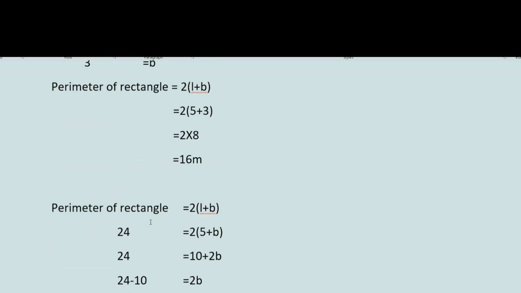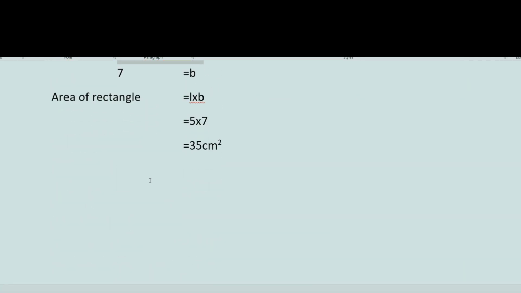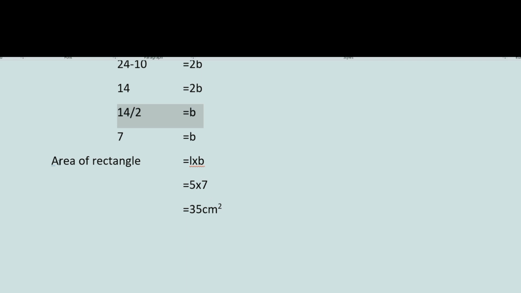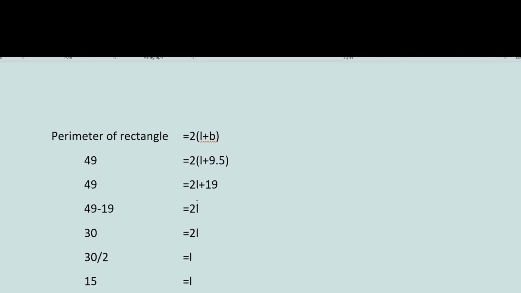Next sum, breadth is given 9.5 centimeter in decimal form and perimeter is given as 49. So same formula. In the previous sum, after taking out the breadth, we found the area of rectangle, that is length into breadth. Length was 5 and breadth you have taken out is 7. By using that we have taken out the area of rectangle, that is 35 centimeter square.